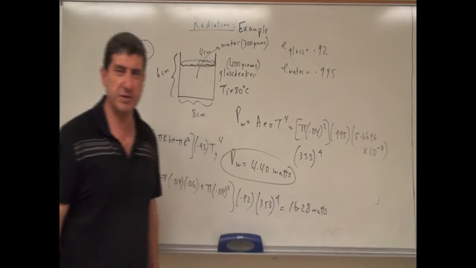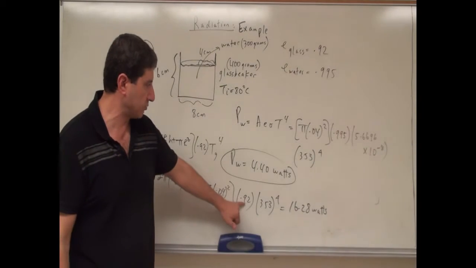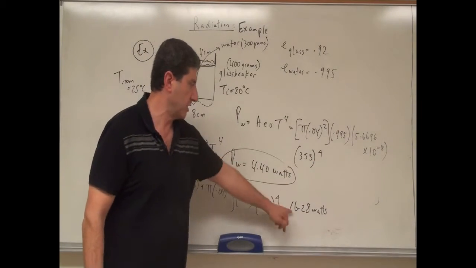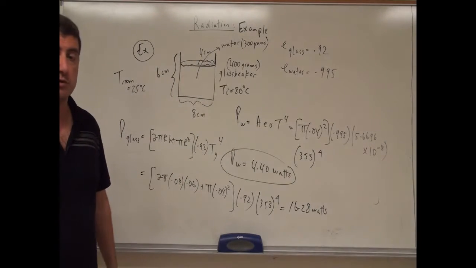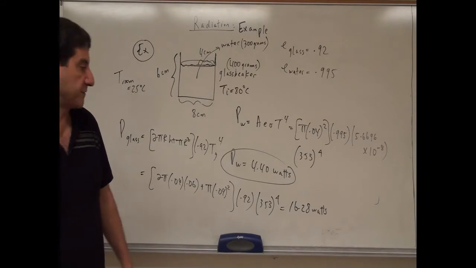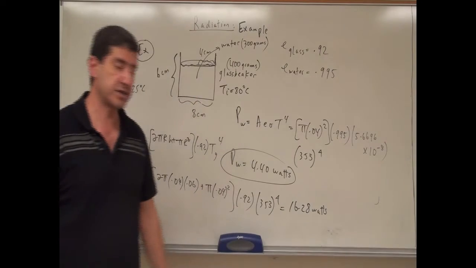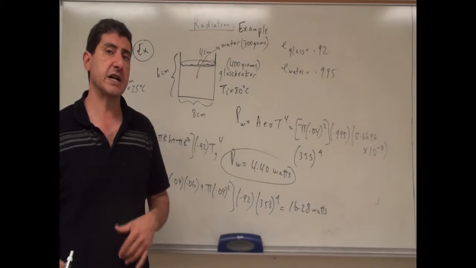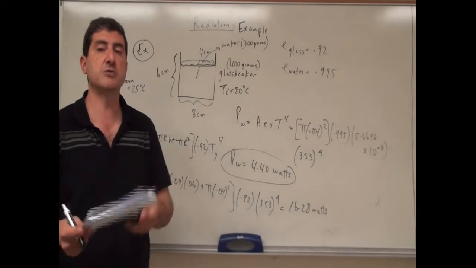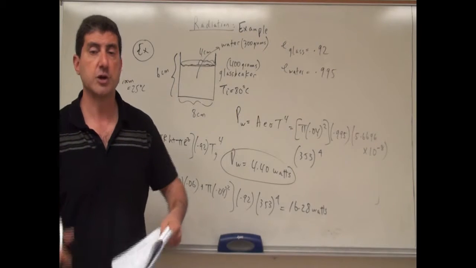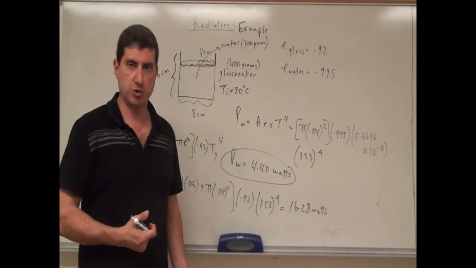So since the surface area of the glass is larger, and the emissivity of the glass is not that much smaller than the emissivity of water, right? Slightly smaller, but they have the same temperature, so the glass is radiating more simply due to its larger surface area, 16.28 watts. So just from that, we can kind of see that the glass is probably going to reach the room temperature quicker than the water is going to reach, right?